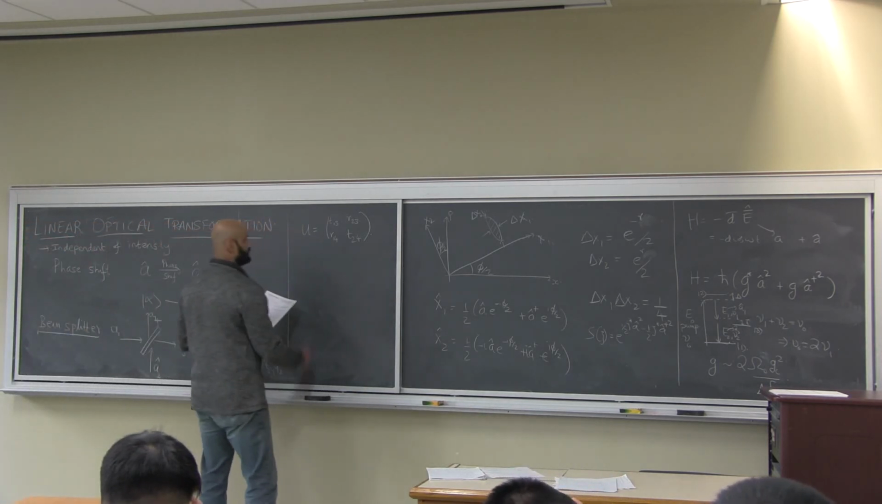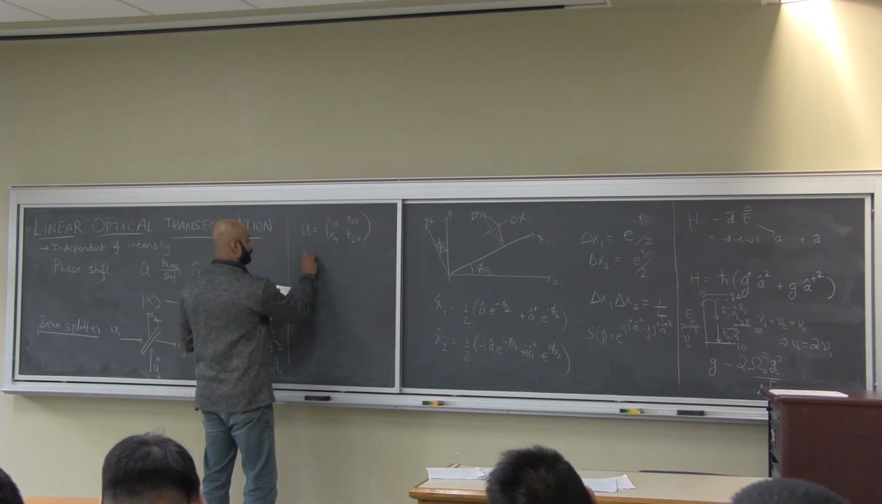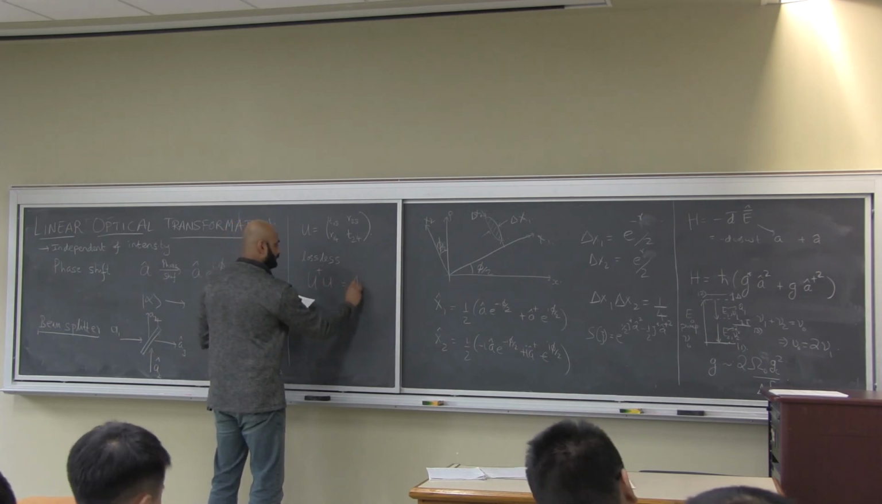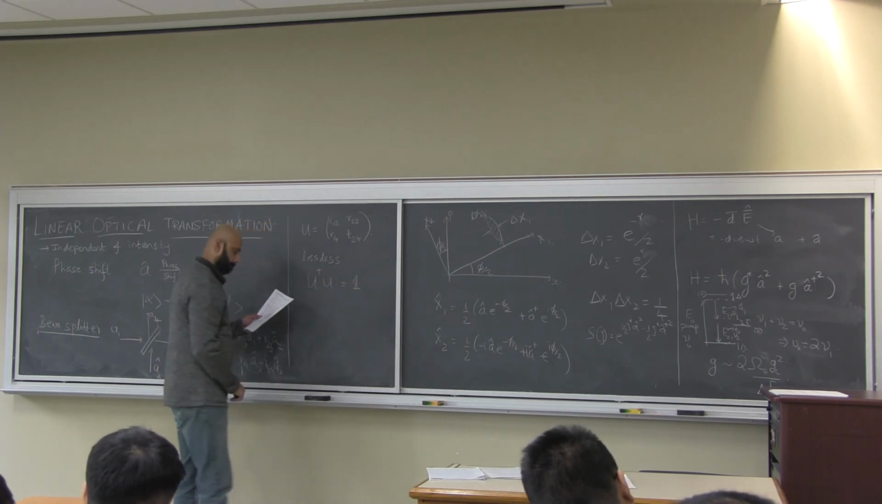Okay. So these are lossless beam splitters. Then we must have U dagger U equal to the identity operator, right?